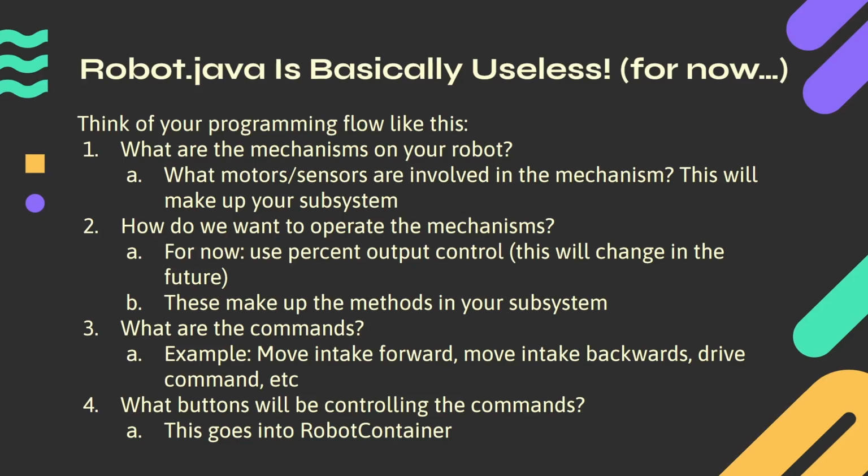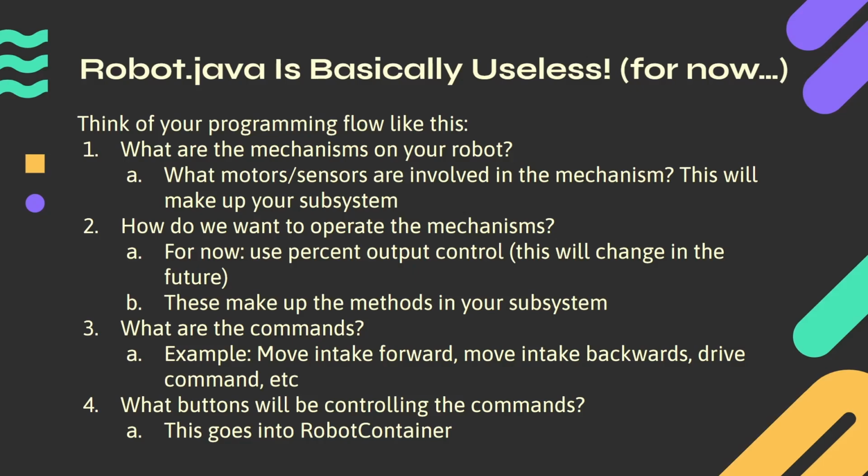For now, you're going to shift the way you think about your programming flow. The first thing you want to think about is, what are the mechanisms on your robot? You want to ask yourself, what motors or sensors are involved in the mechanism? These are the components, the objects, those TalonFX objects that are going to make up the subsystem. The next question is, how do you want to operate the mechanism? For now, we're going to be using percent output control. This is going to change in the future, but these will make up the methods in your subsystem.